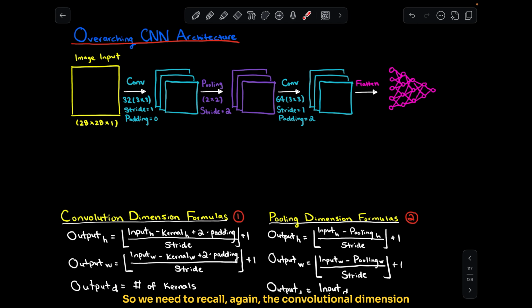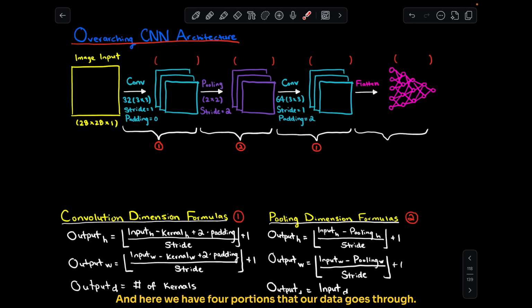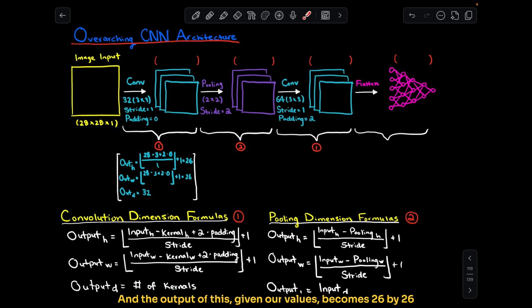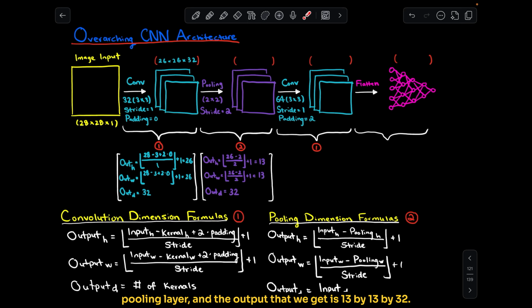So we need to recall again the convolutional dimension formulas and the pooling dimension formulas. And here we have 4 portions that our data goes through. In the first case, we feed our input image, which is 28 by 28 by 1, into this convolutional layer, and the output of this, given our values, becomes 26 by 26 by 32, and then we feed this 26 by 26 by 32 input into our pooling layer, and the output that we get is 13 by 13 by 32 once we apply these second formulas that we showed down here.